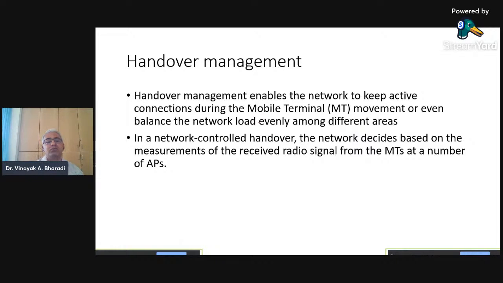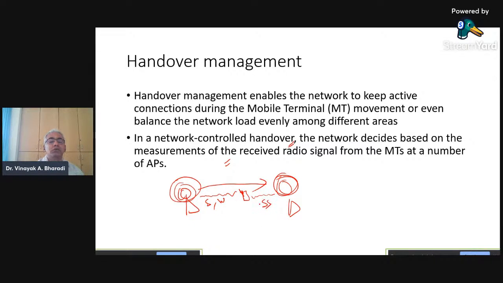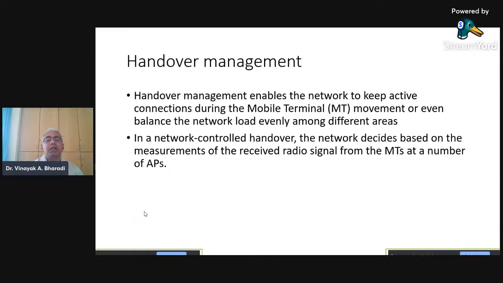So in the network, there is what is called network controlled handover. The network decides, based on the measurements of the received radio signal from the mobile terminals and the number of bps, whether it should be accepted or handed over to the other network, depending on where this mobile signal is coming from. It is coming as a strong signal or as a weak signal. So depending on that, the mobile will be handed over to the next cell.